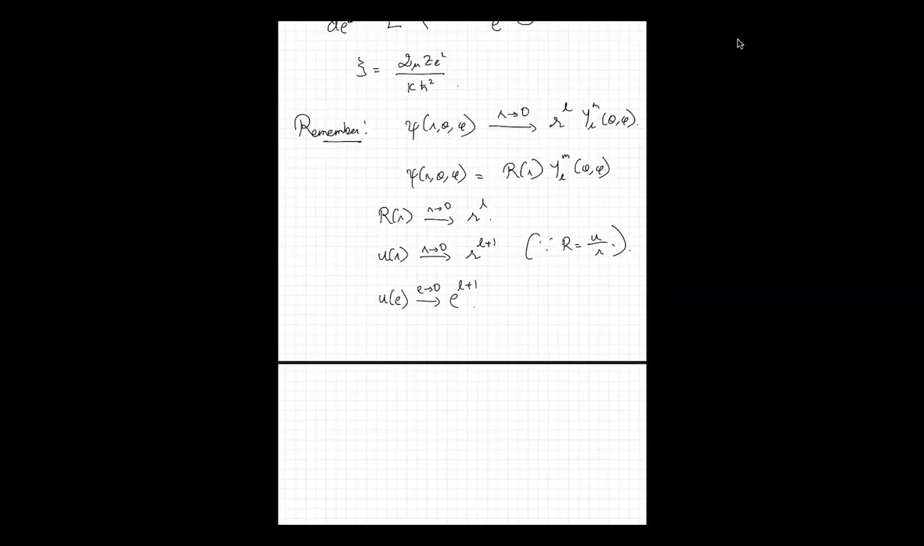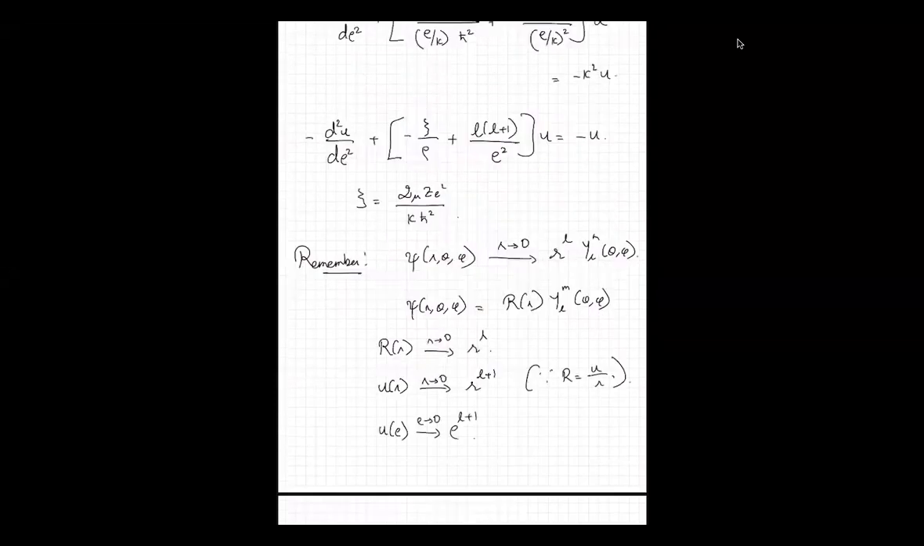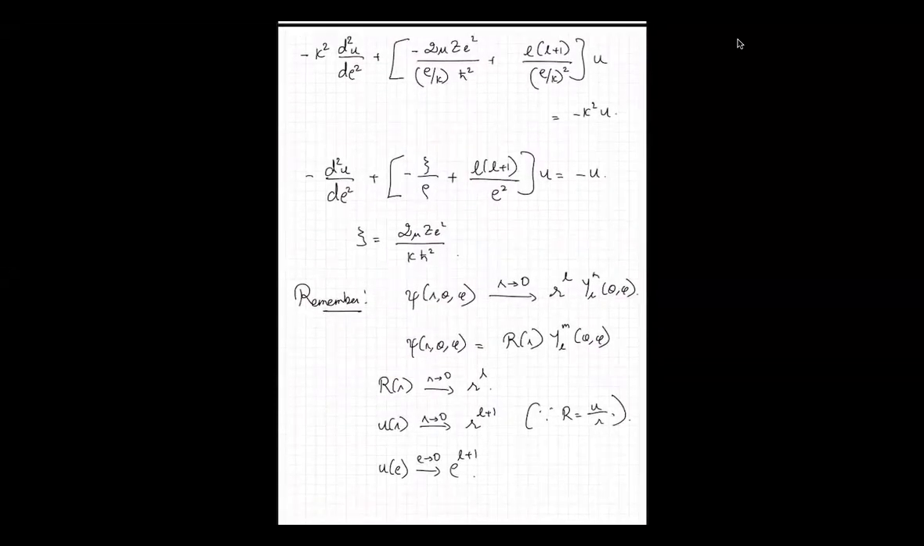Or equivalently, U of rho should go like rho to the L plus 1 for very small values of rho. Okay. So all this should come out once I solve this differential equation that I have written here. So let me actually box this differential equation, so you know what I'm talking about. Okay.